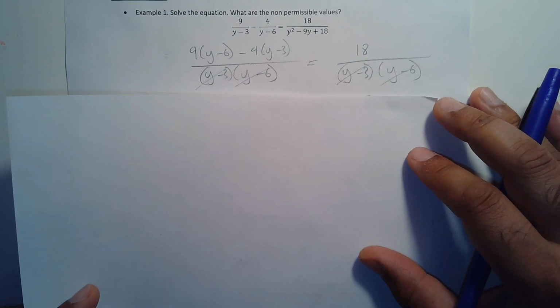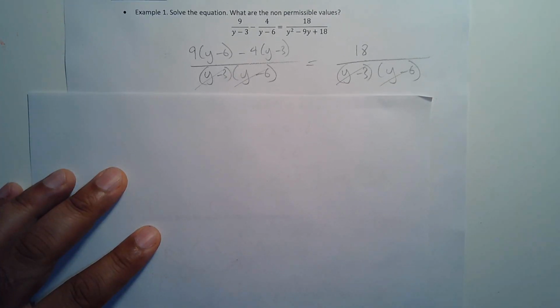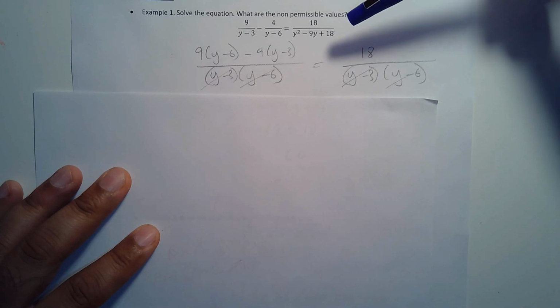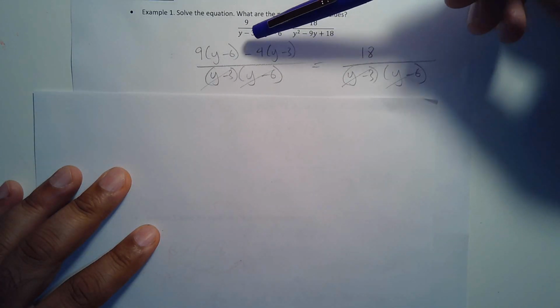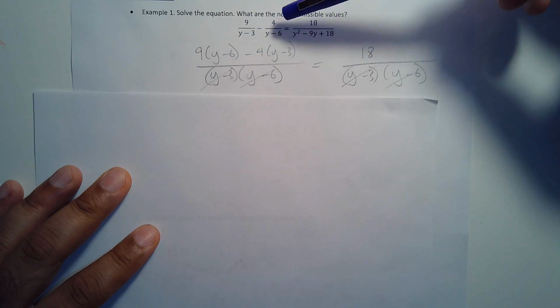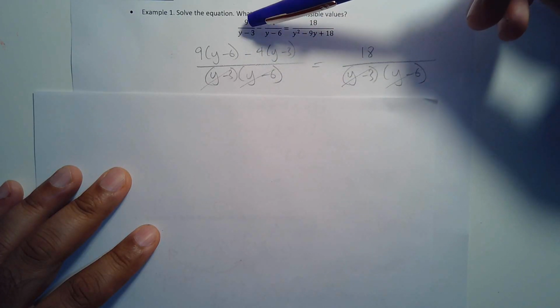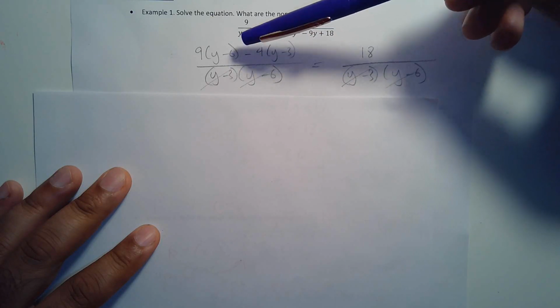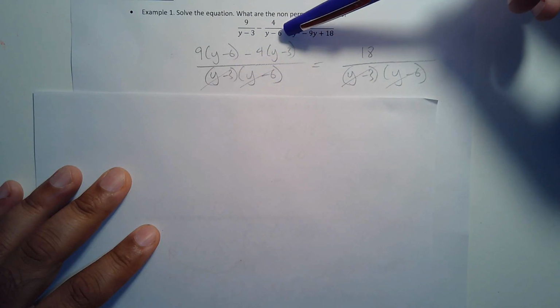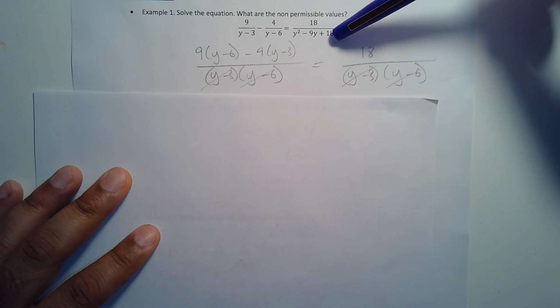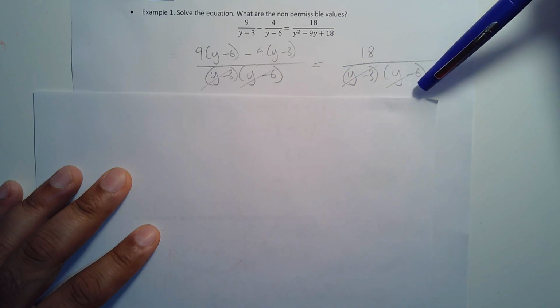Okay, so this is solving equations. So first thing I'm going to do here is put these two fractions together. So this has a y minus 3, this has a y minus 6. So this one's missing the y minus 6, so I put it over here. This one's missing the y minus 3, so I put it over here, and there's the 2. We factor the bottom here, gives you y minus 3 and y minus 6.